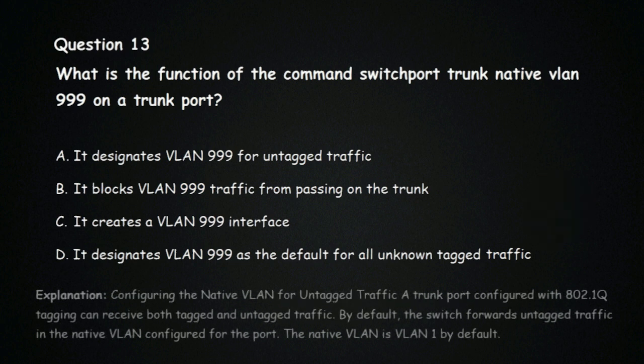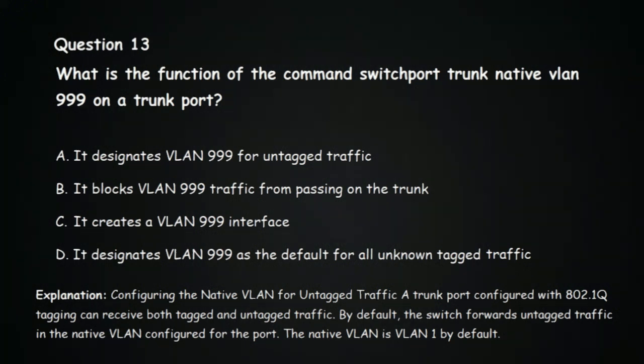Explanation. Configuring the native VLAN for untagged traffic. A trunk port configured with 802.1q tagging can receive both tagged and untagged traffic. By default, the switch forwards untagged traffic in the native VLAN configured for the port. The native VLAN is VLAN 1 by default.